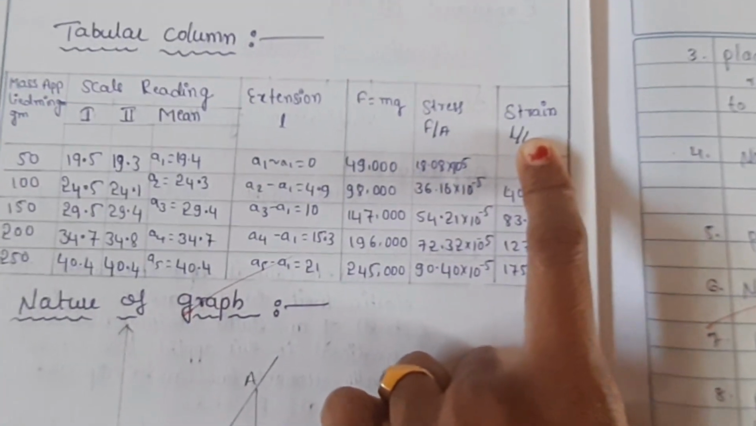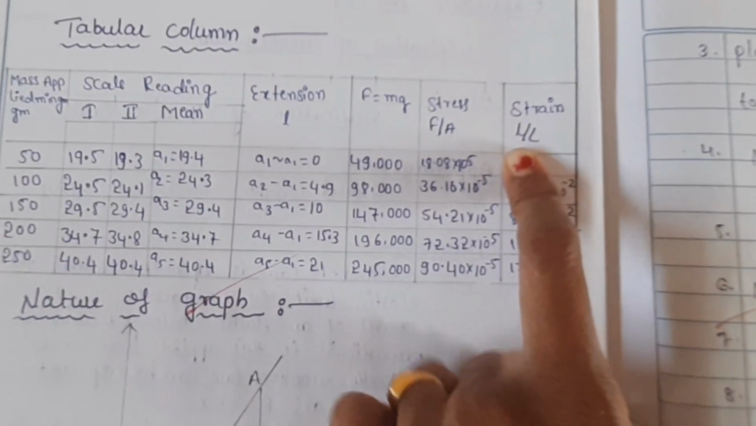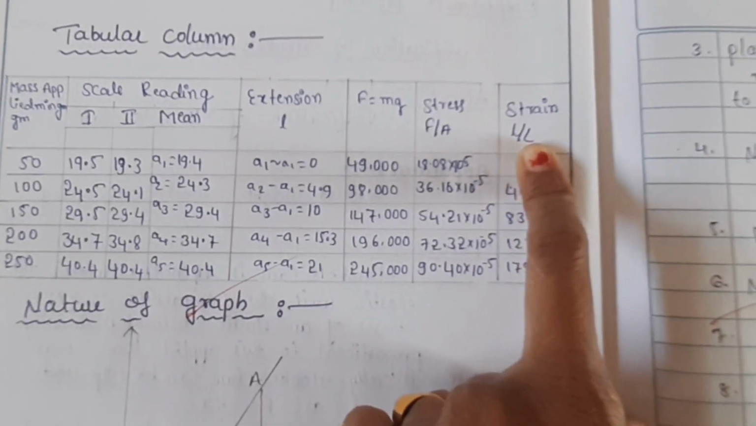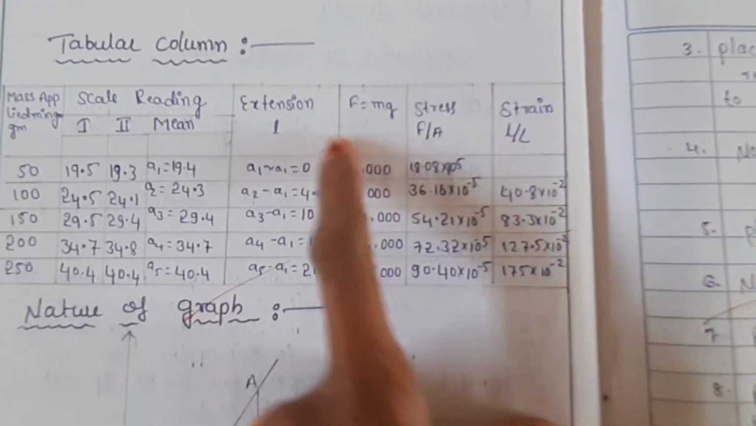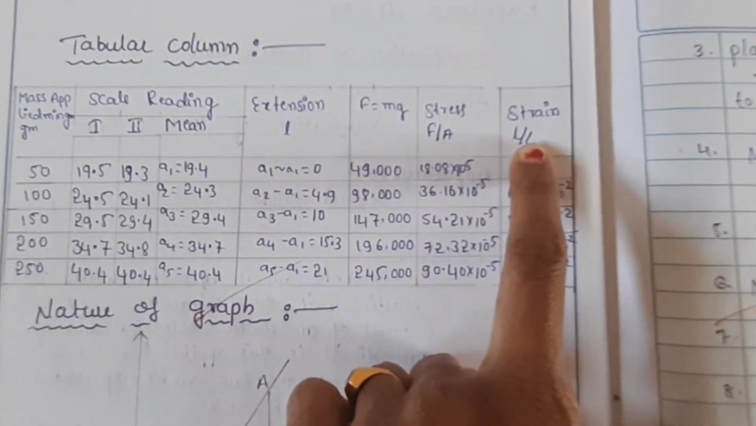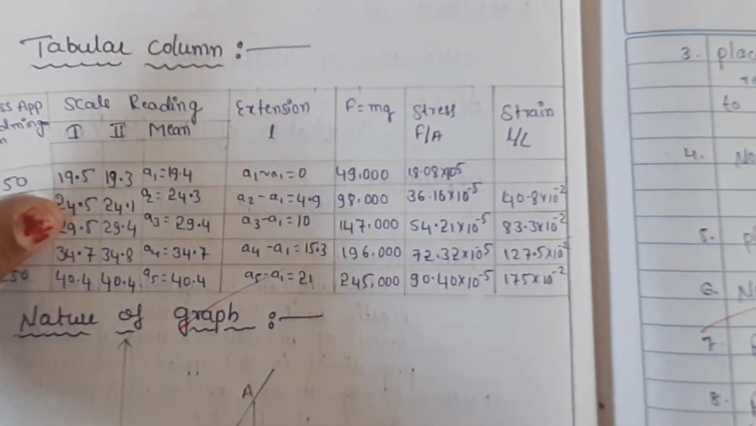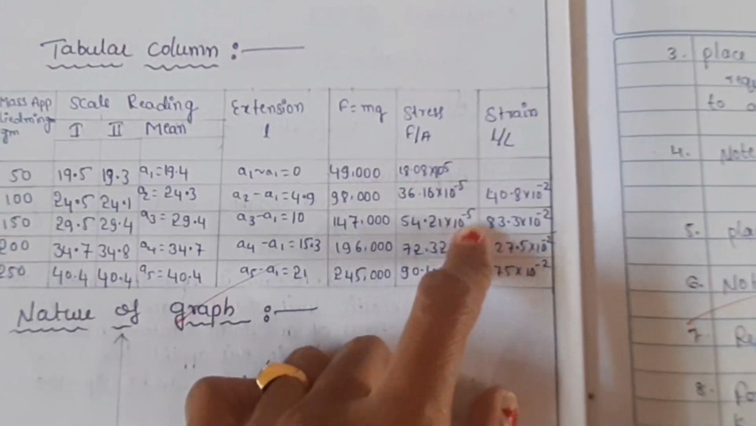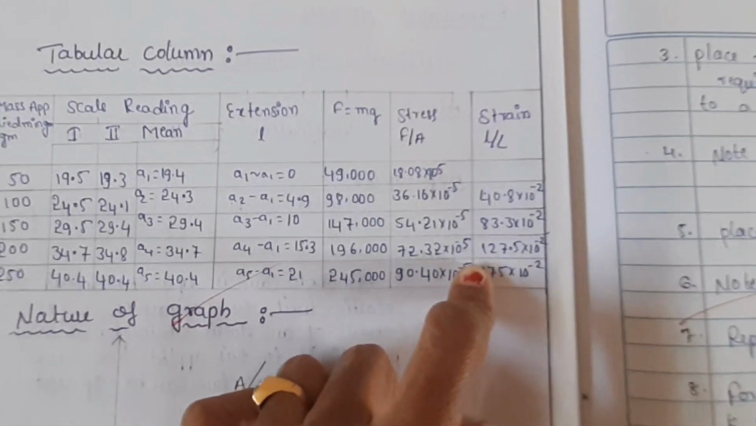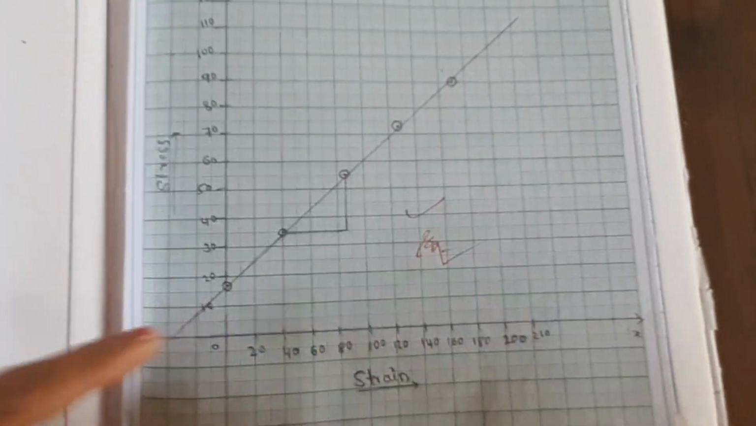Then strain, as we know, the formula for strain is change in dimension to the original dimension, meaning change in length, that is L, the extension, and the original length as we have measured in the observation. You have to use that and calculate the strain. Once you plot the graph of stress versus strain, you will get a straight line.